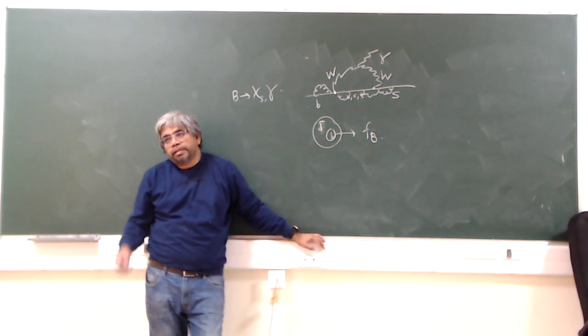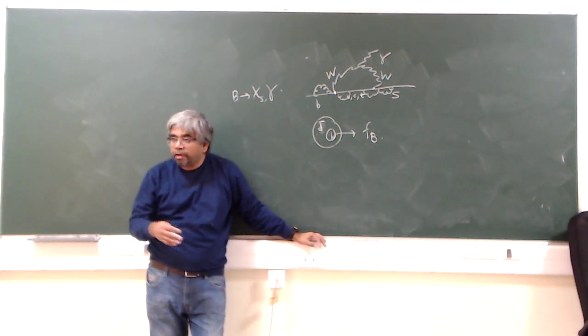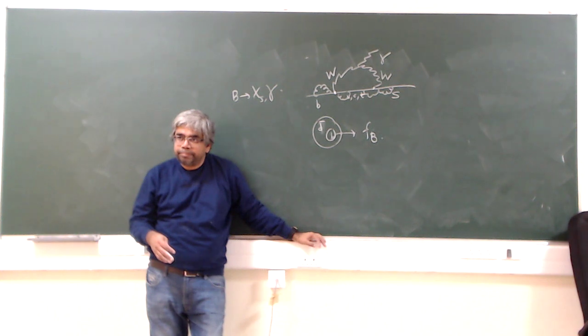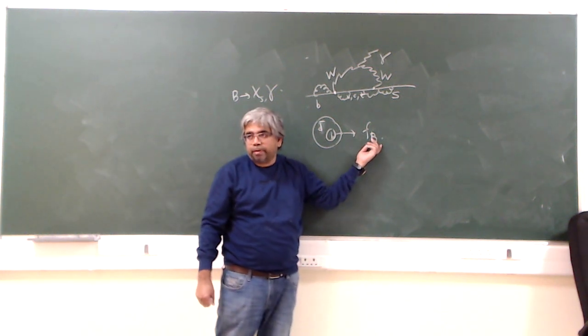Okay, so it is either computed by lattice; we don't know the FB. Similarly, in K physics we have FK, in pi physics we have F pi, pi and K constants. So FB is an important quantity.